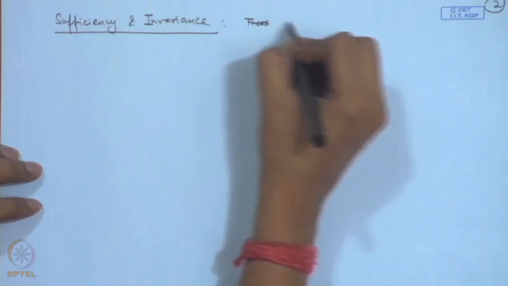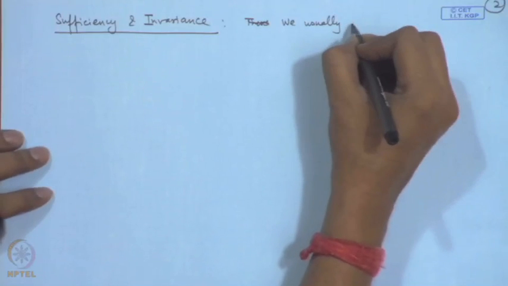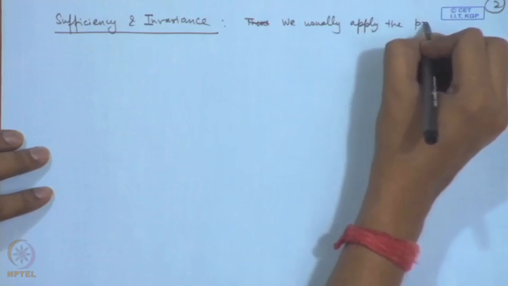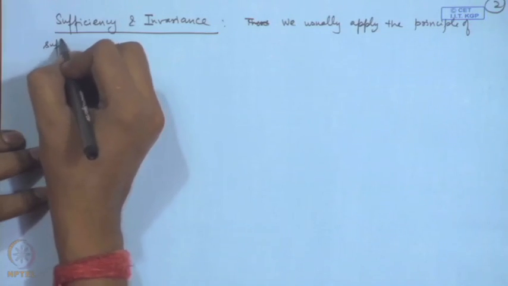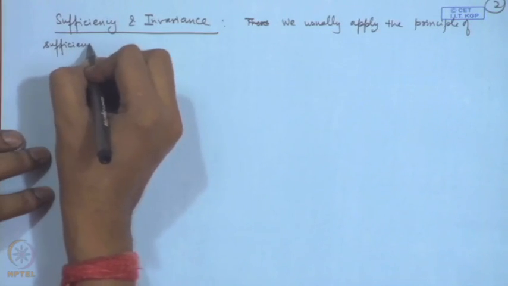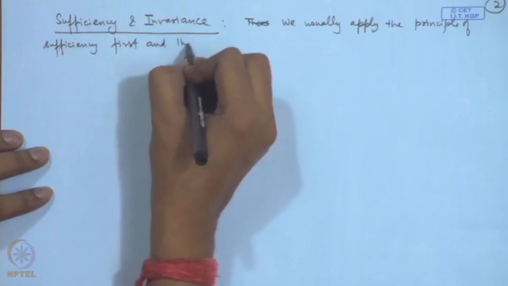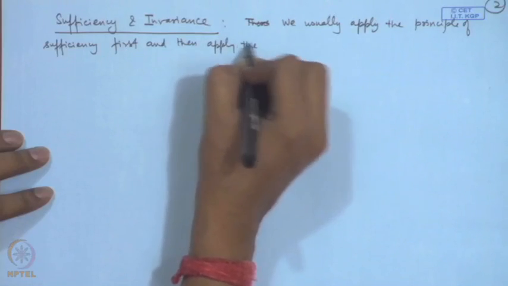So, we usually apply the principle of sufficiency first and then apply the principle of invariance.